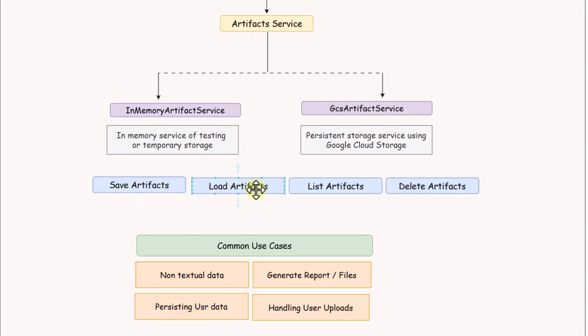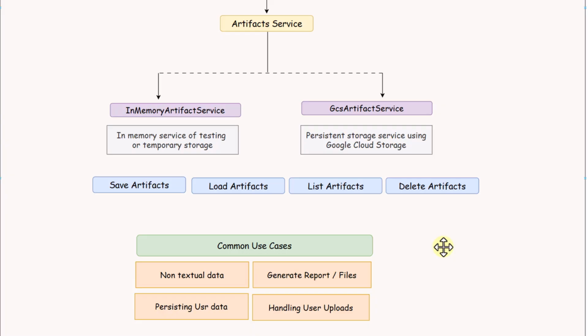Then suppose once the artifact has been saved, now there are certain questions coming on the artifact. Then the agent has to invoke load artifact so that it can refer to the required artifact and give the response to the user accordingly. Then if you want to list out all the artifacts you have stored, there is another interface for that, which is list artifact. And if you want to delete some artifact which you have already saved, then you can use delete artifact.